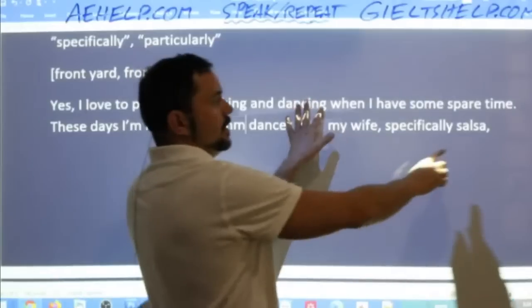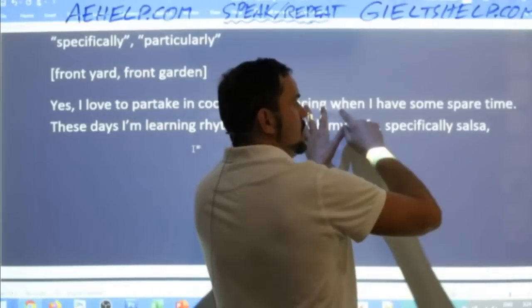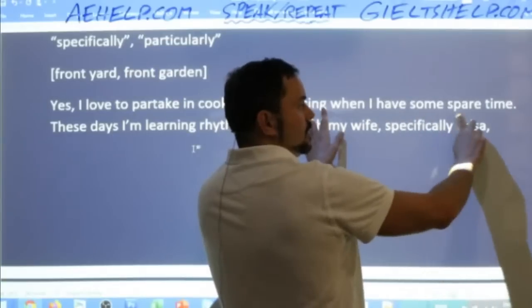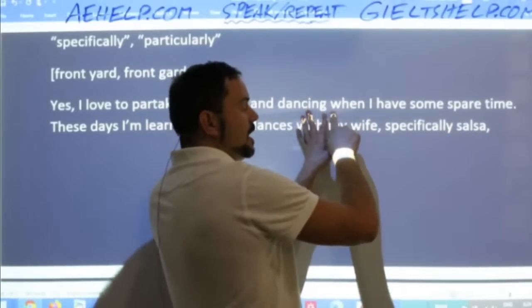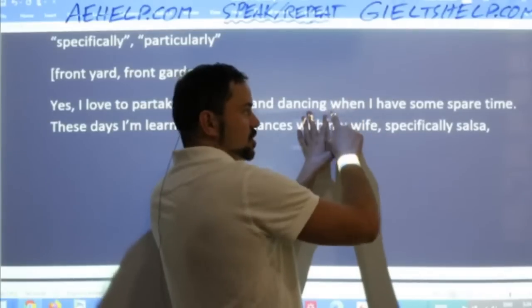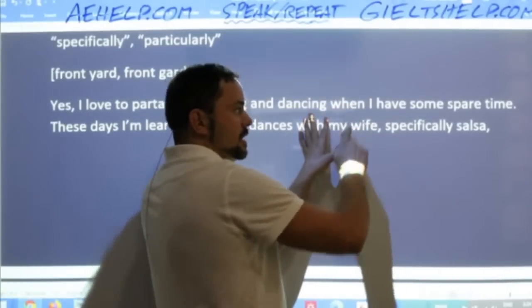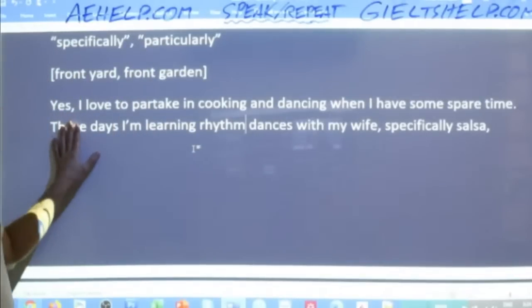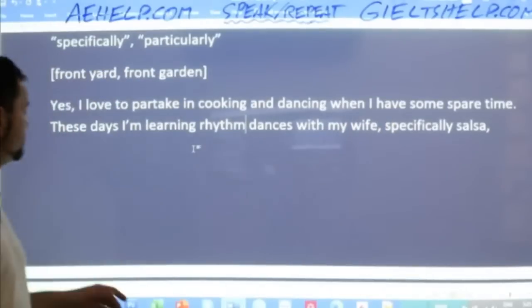And then here, I have my dependent clause, also called a subordinating clause: when I have some spare time. And this is showing condition. Since I'm using when, not if, I'm showing a real condition using the subordinating conjunction when. So right away I'm showing the examiner that I can use complex language. Yes, I love to partake in cooking and dancing when I have some spare time.